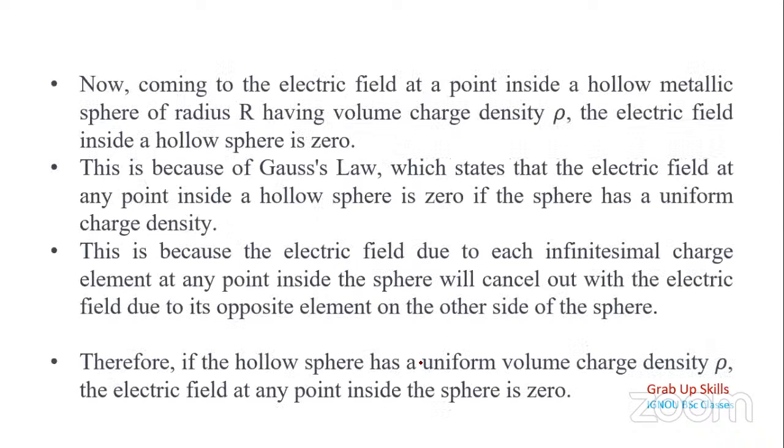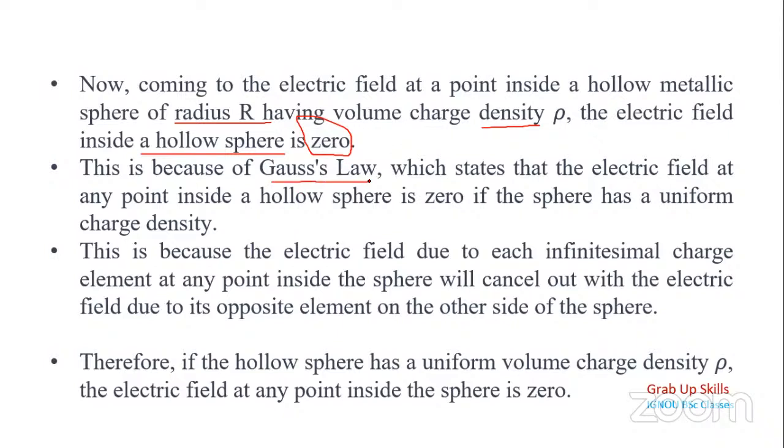Now, when we come to the electric field at any point inside a hollow metallic sphere of radius r, which has a volume charge density, the electric field inside a hollow sphere would always be equal to 0. When we come to the electric field at a point inside the sphere, the electric field would be equal to 0.